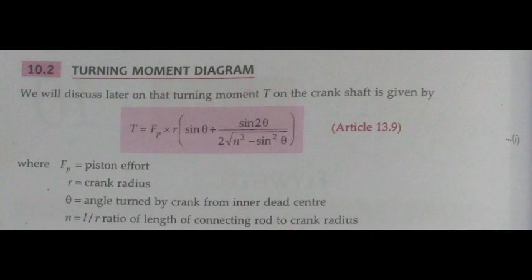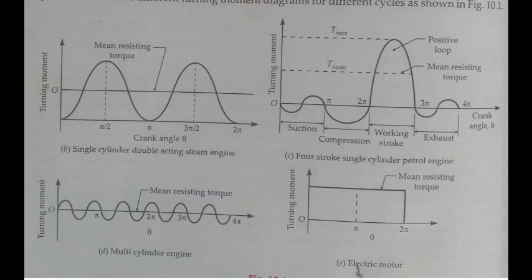Here you will get the mean resisting torque. That means at least the work done by the engine must be equal to the work required to overcome the load. Right now, if the work done by the engine is more than the mean resisting torque, the engine will accelerate. That means this mean resisting torque is, you can say, a threshold. If the work done by the engine is higher than this mean resisting torque, the engine will accelerate.